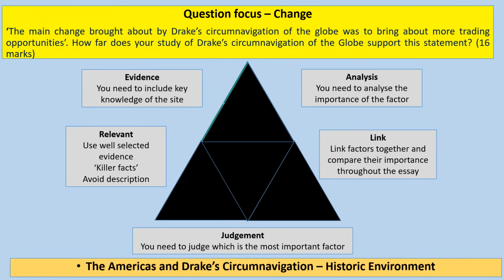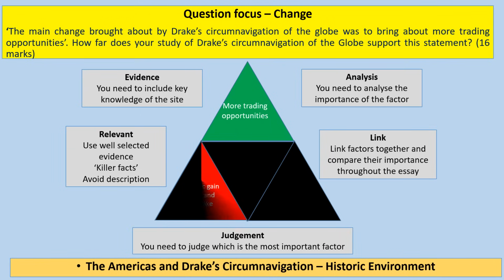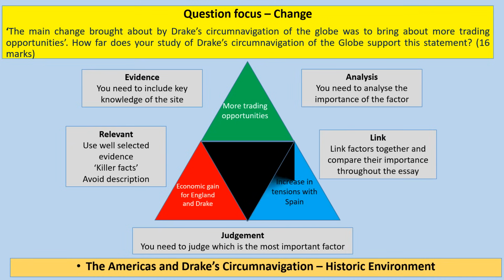So again, what you're looking for here is to think about some examples of changes. Now, you're going to be able to draw on some of your knowledge of the consequences question here, because in some ways it's two sides of the same coin. But you've obviously got your given factor, which is going to be more trading opportunities. And then the other couple of factors you could look at would be economic gain for England and Drake. And a third factor could be an increase in tensions with Spain. So actually not dissimilar to the consequences question. And then you're going to have your conclusion.